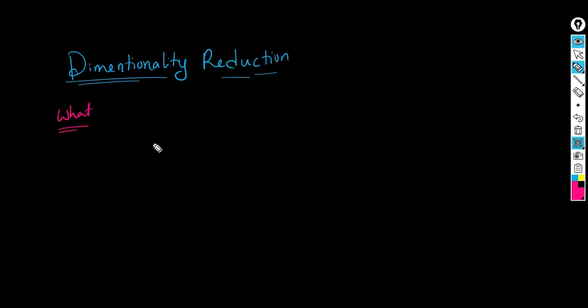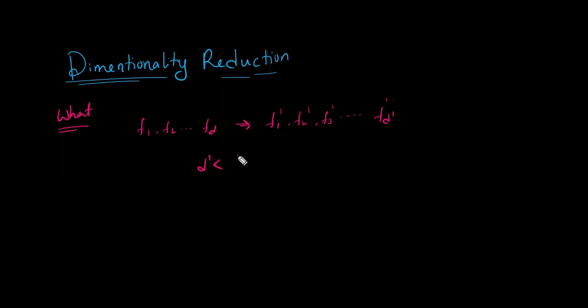Suppose we have data with d number of features, f1, f2, up to fd. This we will convert into d dash dimensions, where d dash is going to be less than d. So f1 dash, f2 dash, f3 dash, like this up to fd dash. Here d dash is going to be less than d.